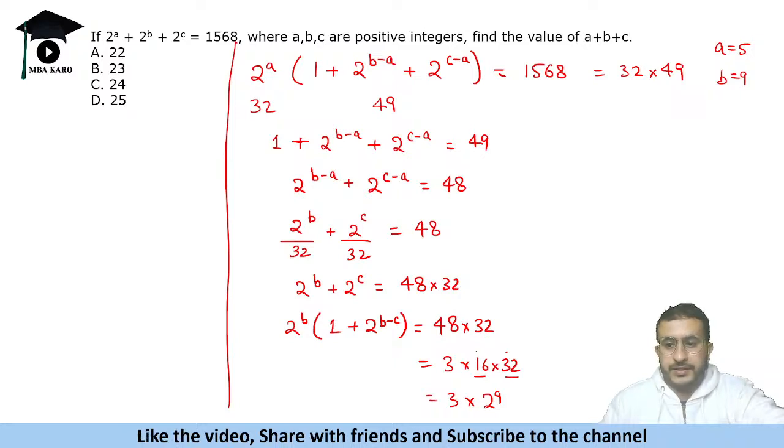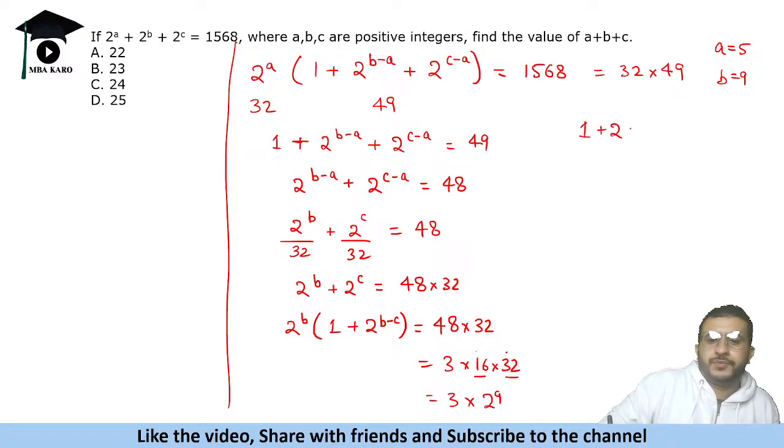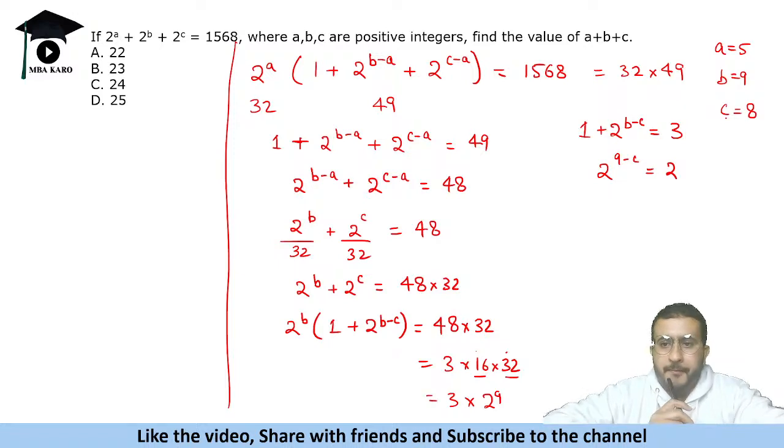Okay, and B is 9, और क्या बच गया अब? 1 plus 2 to the power B minus C equals 3. ये थोड़ा लंबा सा पड़ जाएगा वैसे. 2 raised to the power 9 minus C equals 2. It gives us C equal to 8. तो 22 बन रहा है.